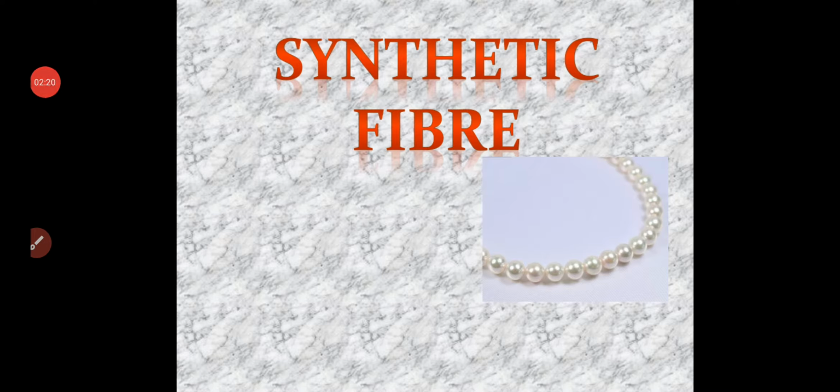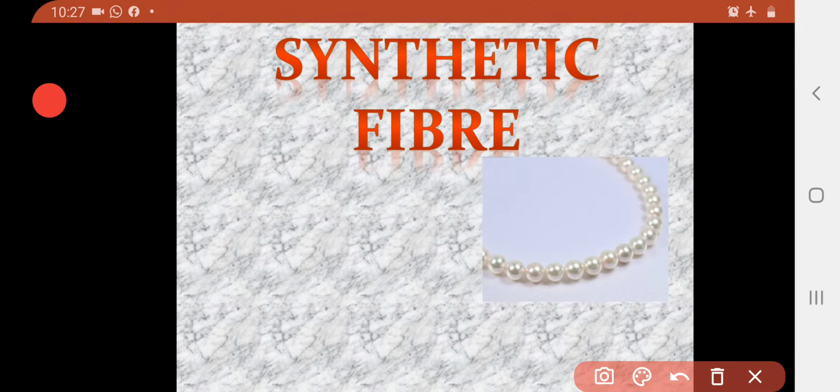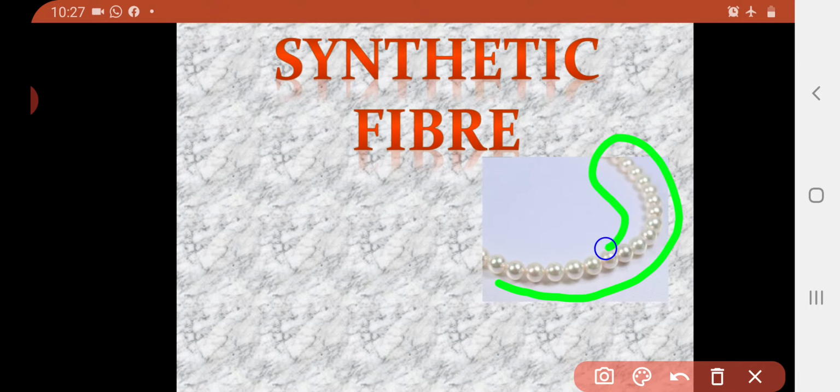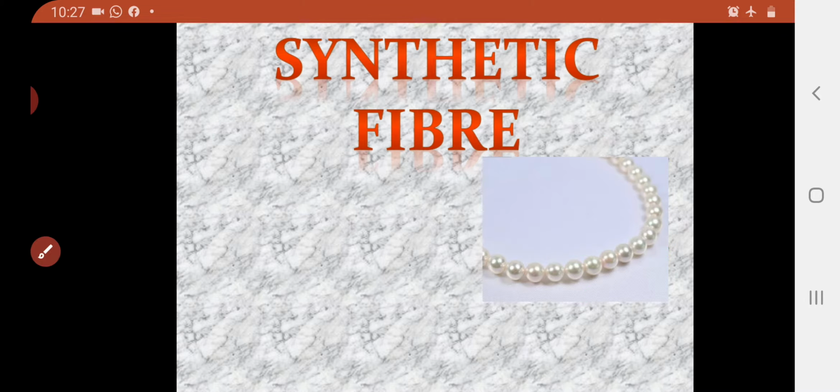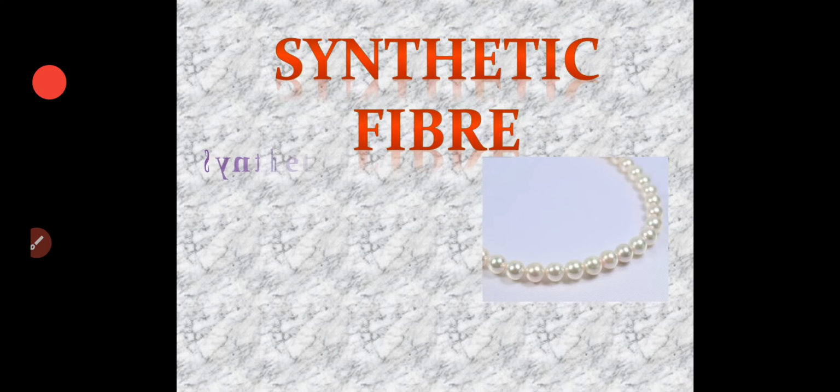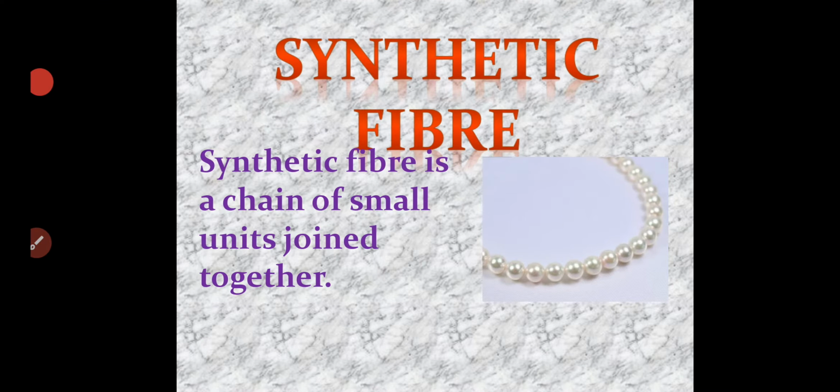They all are prepared with small units called fibers, right? Even the synthetic fibers are a unit. They are all prepared with small units, and all the small units are the same as each other. They group and join together, and they are prepared as a synthetic fiber. Now we can say synthetic fiber is a chain of small units joined together.